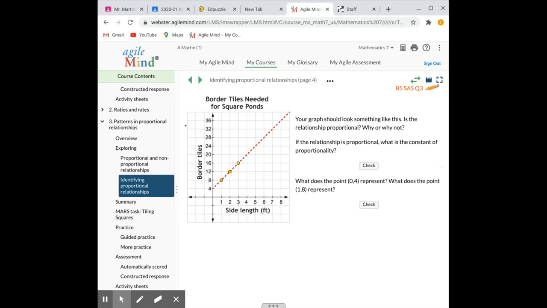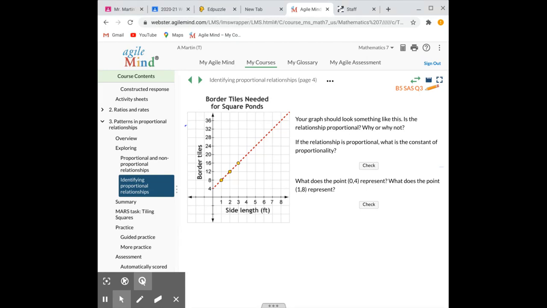Is the relationship proportional? Yes or no? No. Why? It's not on the origin. That's right. Good job, Faith. It's not going through the origin. Since it's not going through the origin, it's not proportional. Why is it not going through the origin?